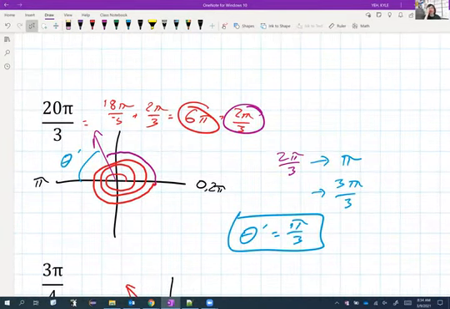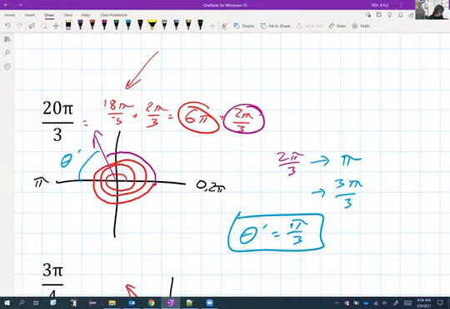Now, thinking about that very first step, you can see the spirals look a little trippy right now, but that first step is, where does this land on the coordinate plane? So here's what I did. I said 20 pi over 3. Well, I could break that into 18 pi over 3 plus 2 pi over 3 if I wanted. That's still 20 pi over 3.